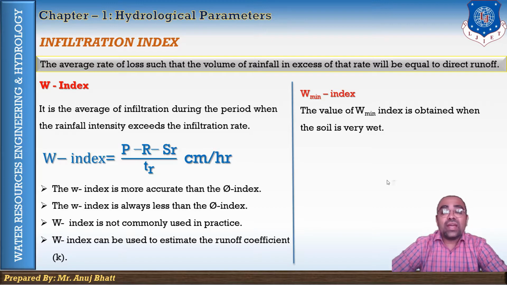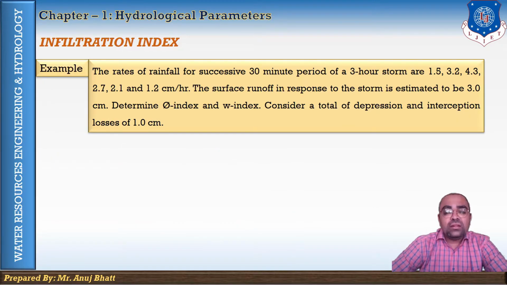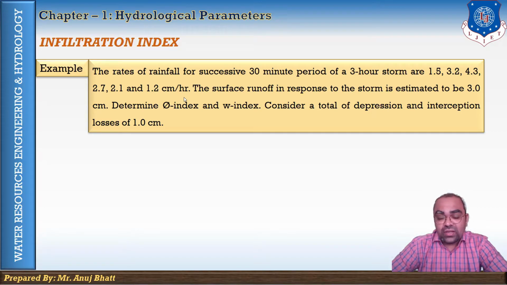Now let's discuss one example on it. Well, the question says that the rates of rainfall for successive 30-minute periods of a 3-hour storm are 1.5, 3.2, 4.3, 2.7, 2.1 and 1.2 centimeter per hour. Well, the surface runoff in response to the storm is estimated to be 3 centimeter. So here we have surface runoff also.